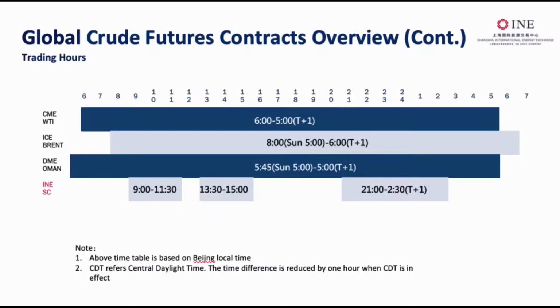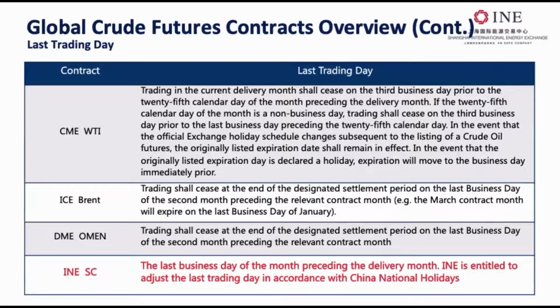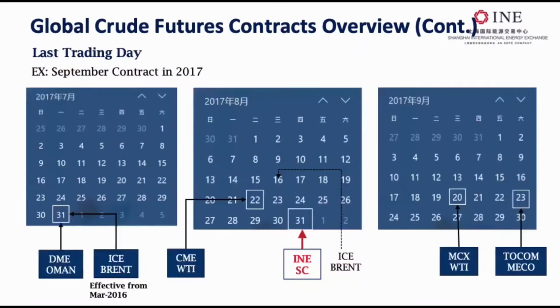With regard to our last trading day, it is the last business day of the month preceding the delivery month. INE is entitled to adjust the last trading day in accordance with China's national holidays, and usually INE will set the last trading day ahead of the national holiday. The setting of the last trading day depends on the delivery mode, and I will elaborate on it in the next slide. Here is an example of the comparison of the last trading day for different crude futures.